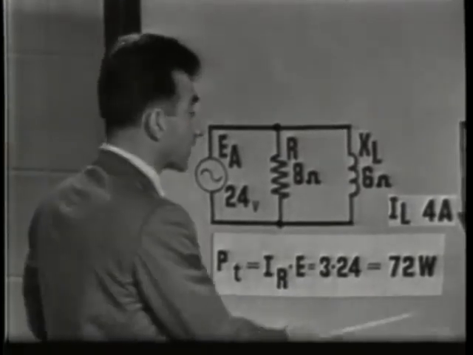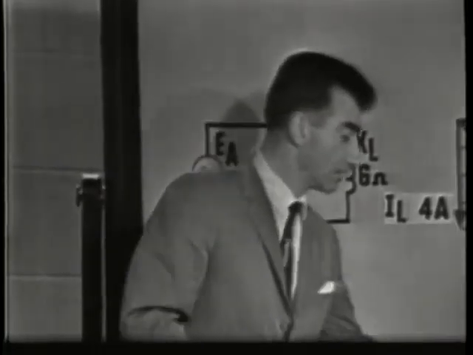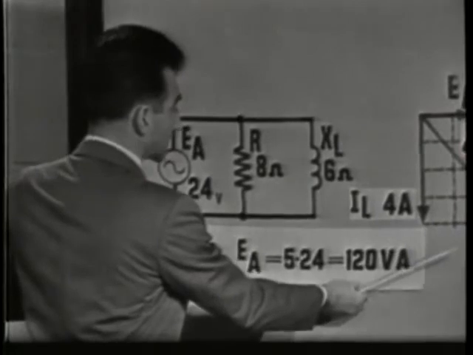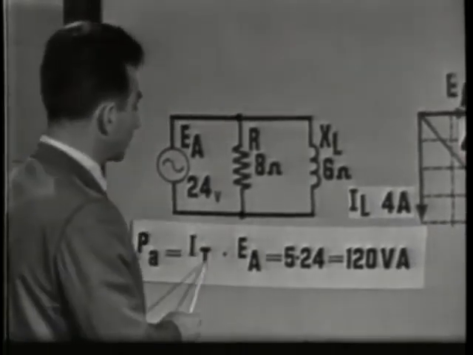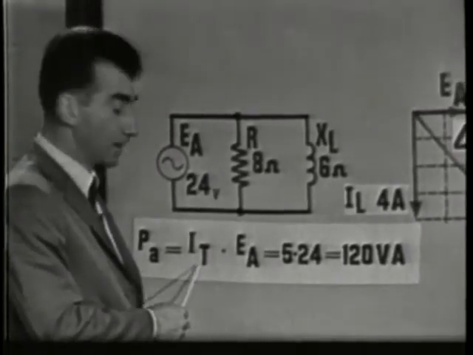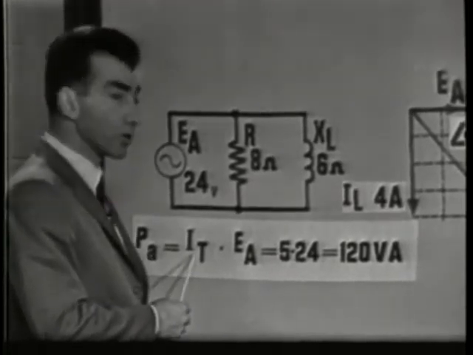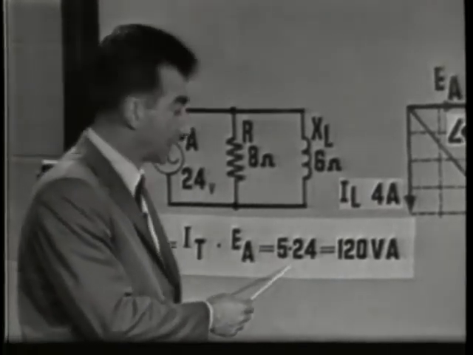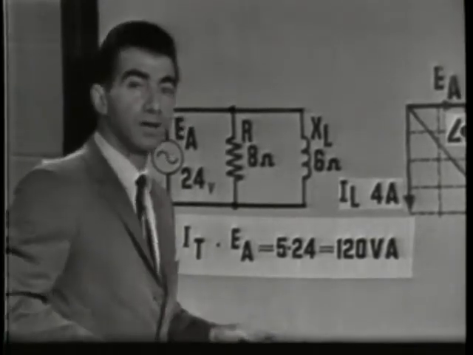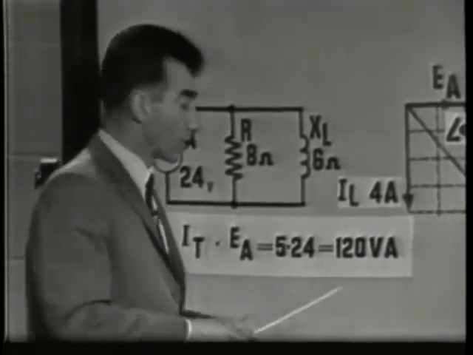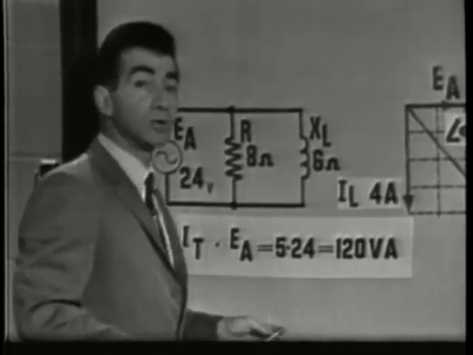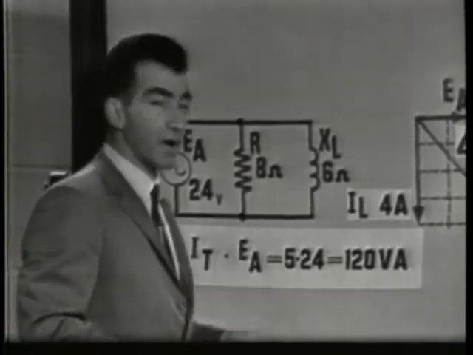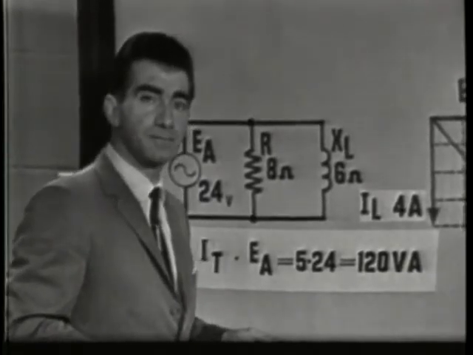We could find apparent power by using the same formula, P equals I times E. But since we're dealing with apparent power, we would use the total current. The apparent power is equal to total current times the applied voltage, or 5 times 24, the apparent power is 120 volt-amperes. You remember that apparent power is measured in volt-amperes, because all of this power is not dissipated as heat.